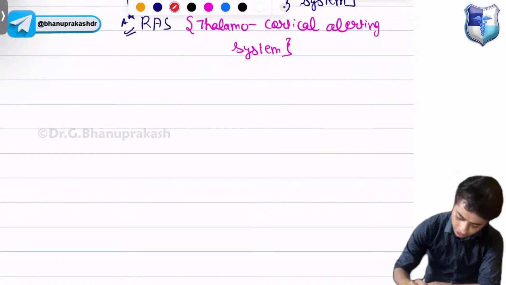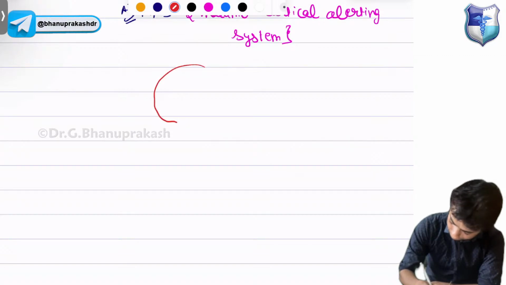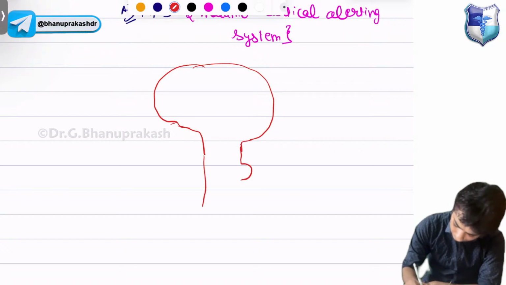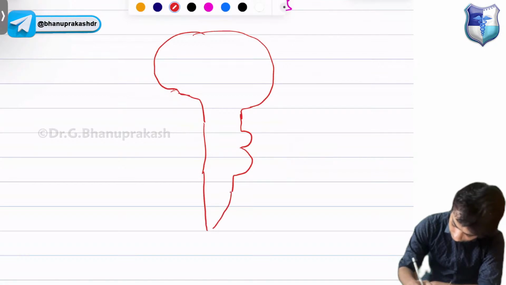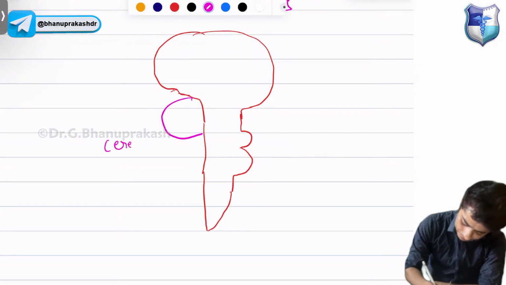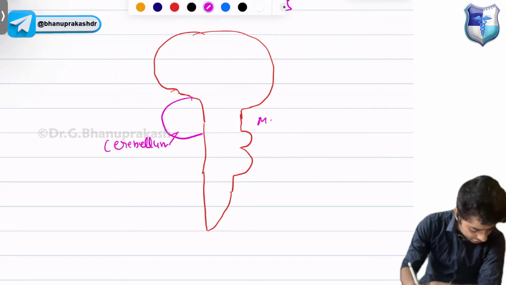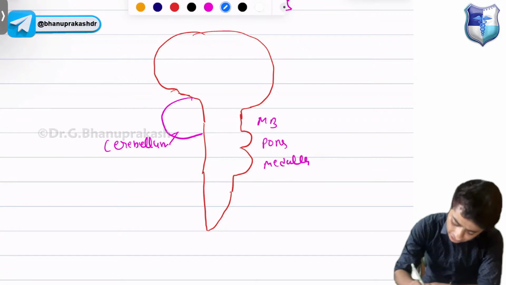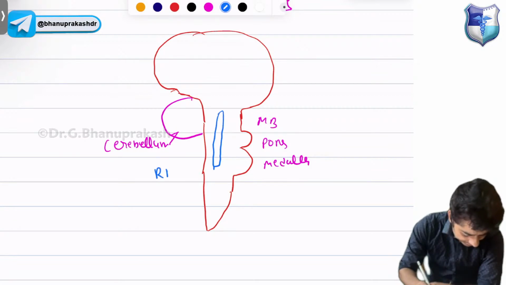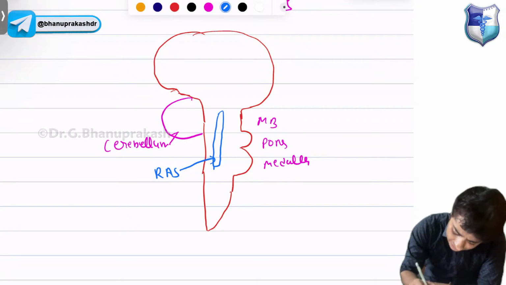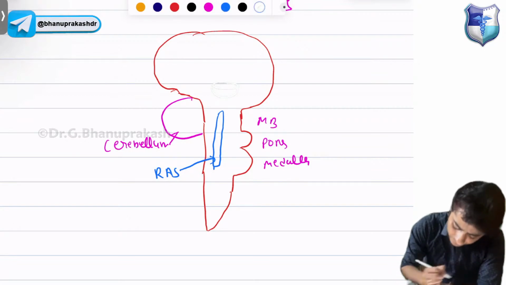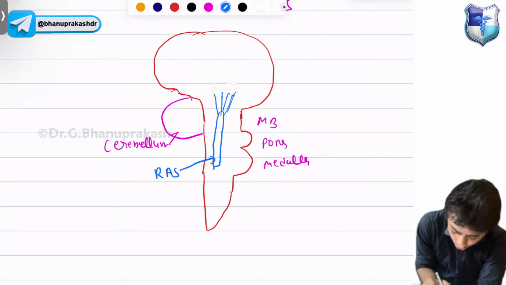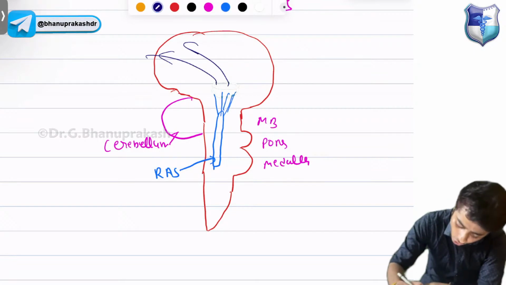See, this is your cerebellum. This is your brainstem. This is your midbrain. This is your pons, and this is your medulla. In this, a system is there in brainstem that is known as reticular activating system (RAS). It has some connections with thalamus, and these connections then project into the whole cortex. See, this is projecting into the whole cortex.